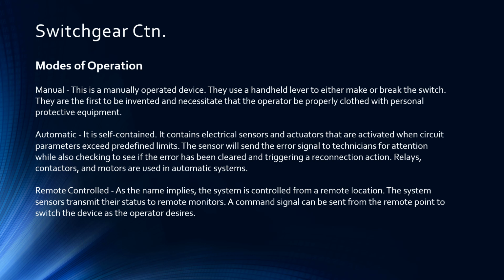It has electrical sensors, and when the circuit parameters exceed their predefined limits, it'll shut it off, and the sensor will send the error signal to the technicians while checking to see if the error has been cleared and triggering a reconnection action. Relays, contactors, and motors are used in these systems.